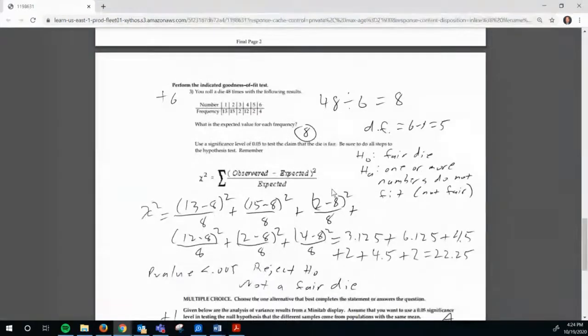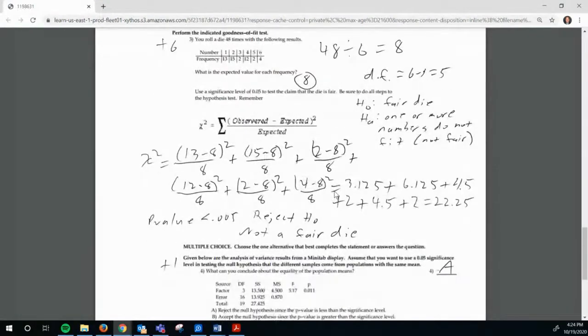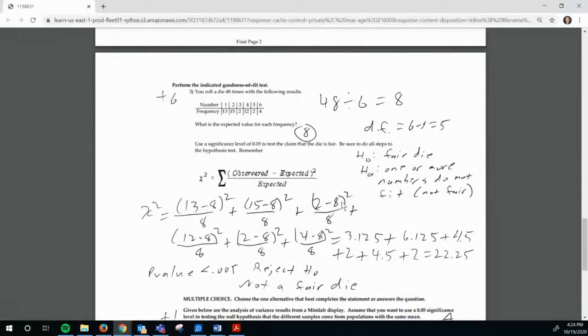All right, this next one is a goodness of fit. There will be one very similar to this on your final. This is from chapter 11. This is a uniform model, which means we would expect the frequency to be the same each of the times. When you roll a die, we would expect the same frequency of each number to come up.